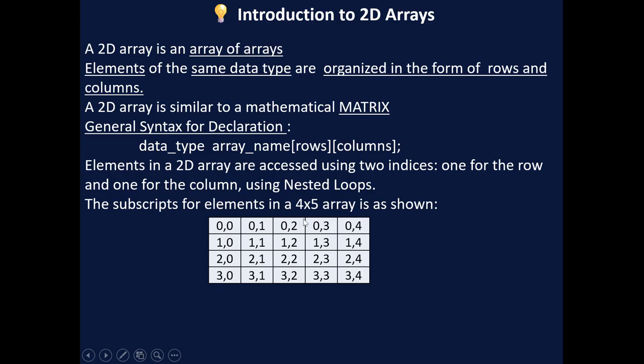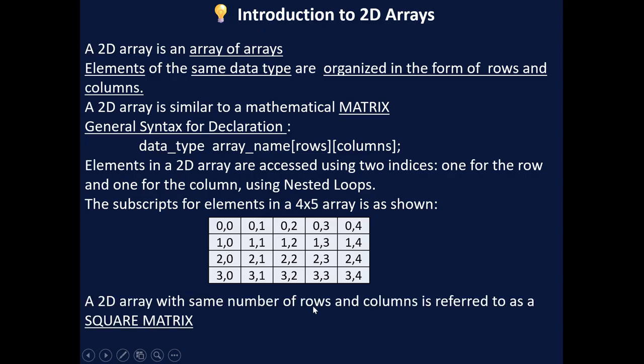Now it's important that you understand the layout of the subscripts in order to perform operations on 2D arrays. For a 4x5 array, 4 rows and 5 columns, this is how the subscripts are going to be referred to. And when the number of rows and columns are the same, we refer to that as a square matrix. We'll look at a small demonstration on the declaration and usage of a 2D array to understand better.